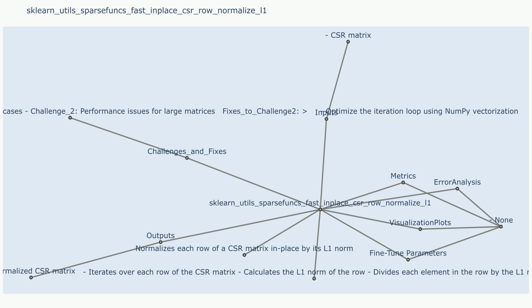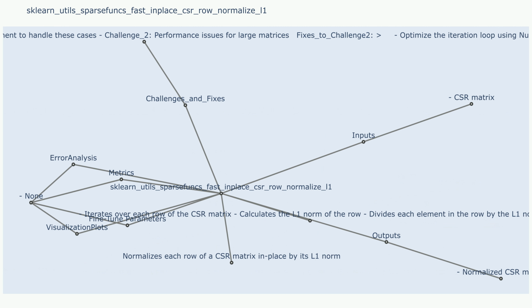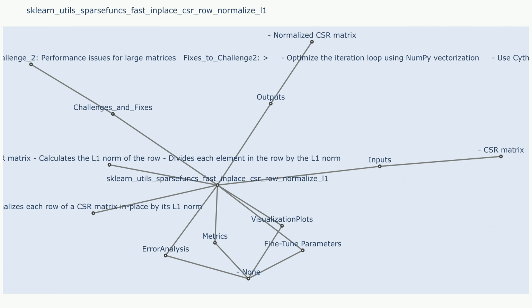sklearn.utils.sparsefuncs_fast.inplace_csr_row_normalize_l1. Description. This function normalizes the rows of a CSR matrix in place using the L1 norm. This means that for each row, the values are divided by the sum of their absolute values. This results in each row having a unit L1 norm, sum of absolute values equals 1.